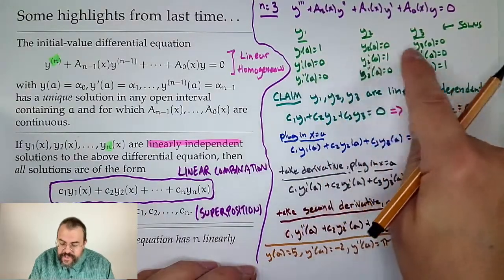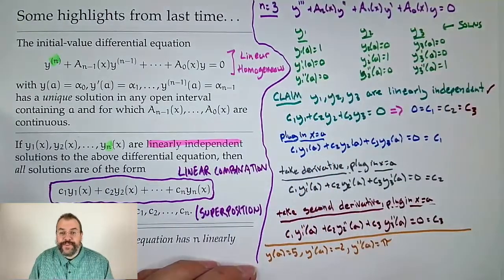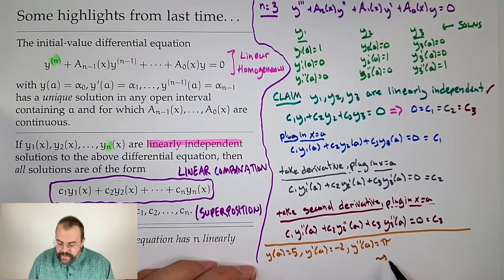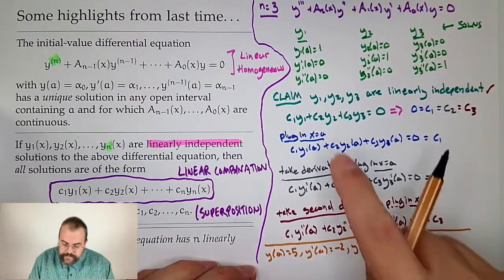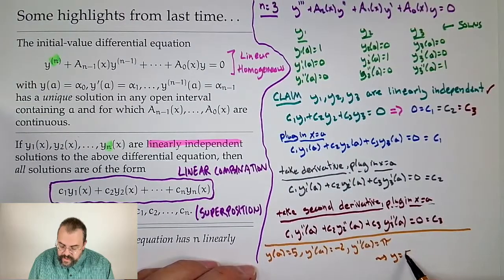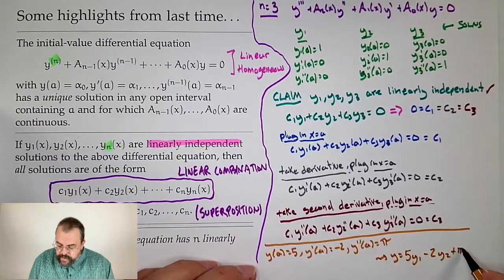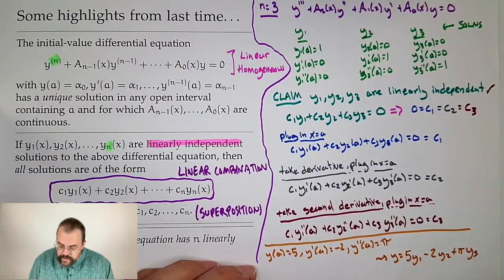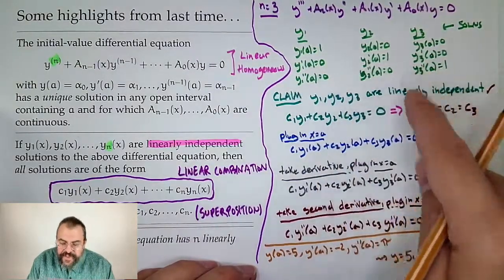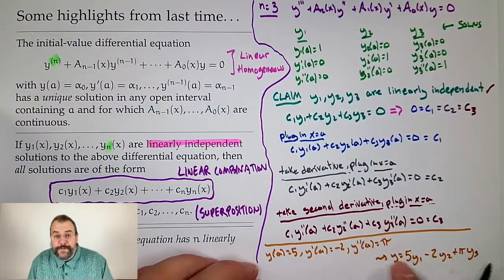Then actually, it's really easy if you have this specific set of solutions, y1, y2, y3, because what you can say is, look, you're going to let y be 5 y1 minus 2 y2 plus pi y3. Why? Well, because we have it set up so that at A, only the y1 contributes. We look at the derivative at A, only y2 contributes. We look at the second derivative at A, only y3 contributes.